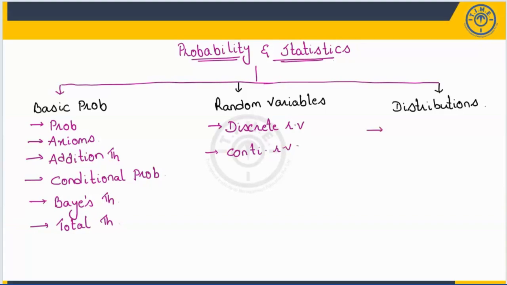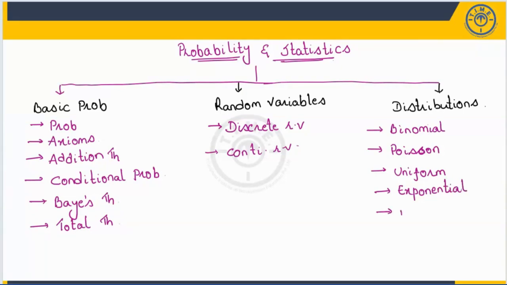And in distributions, we are having binomial. We have Poisson. And we have uniform and exponential. And finally, about the normal distribution.